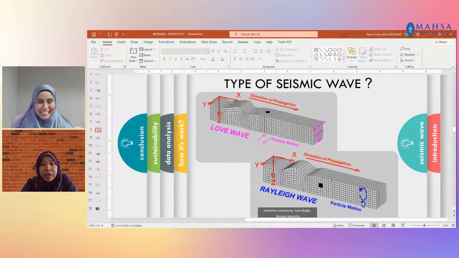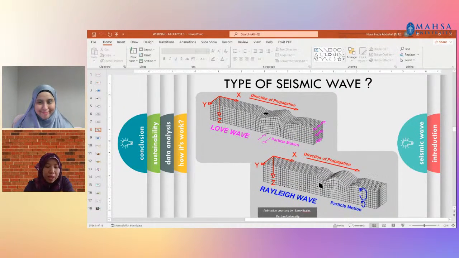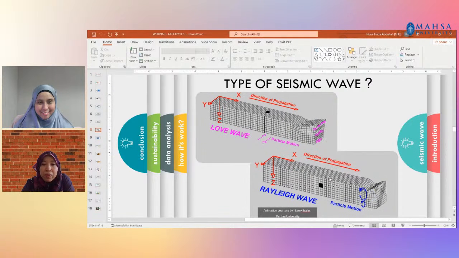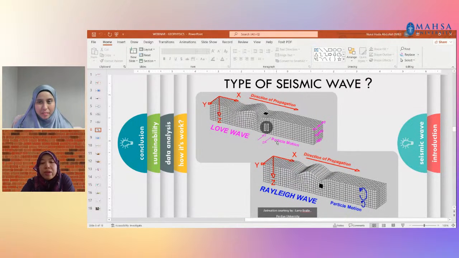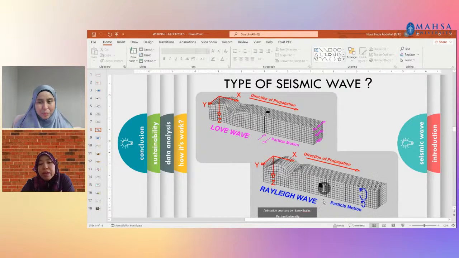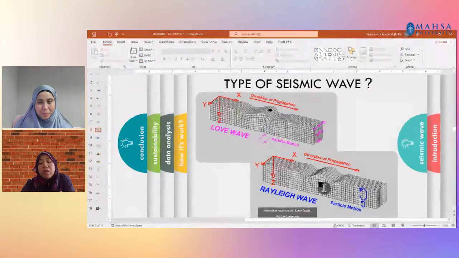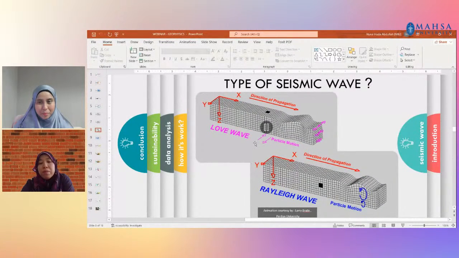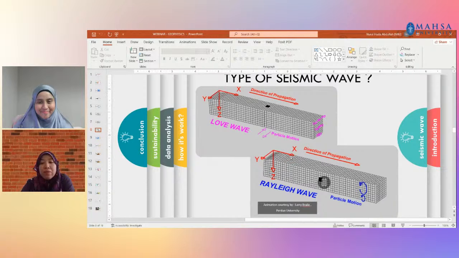And the remaining types of seismic wave are Love wave and Rayleigh wave. They have different particle motion, movement or direction here. If you can see, the Rayleigh wave will be circular and the Love wave will be a straight line.